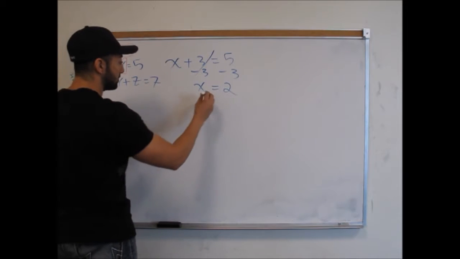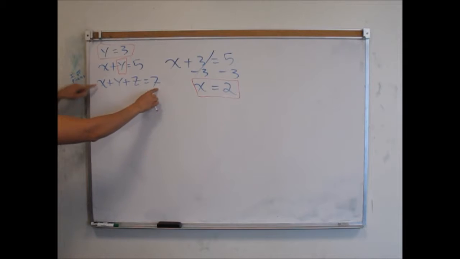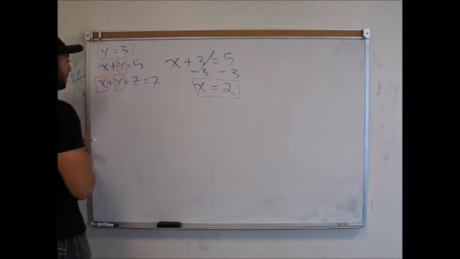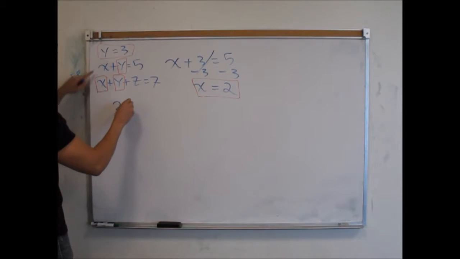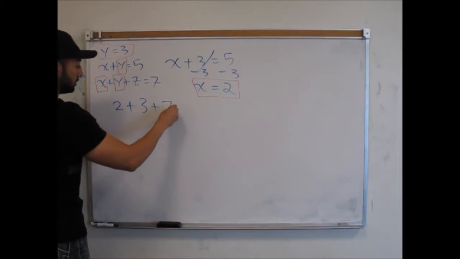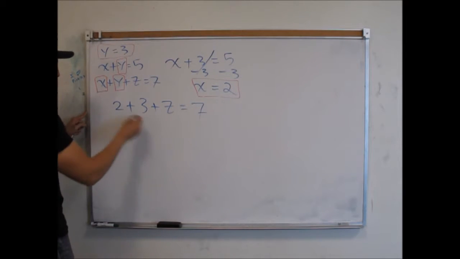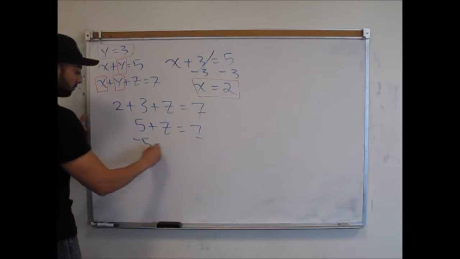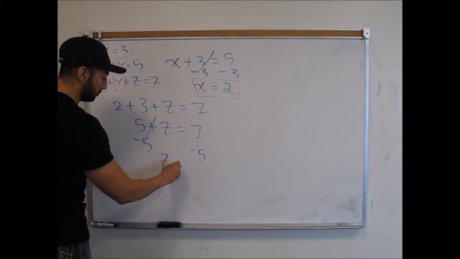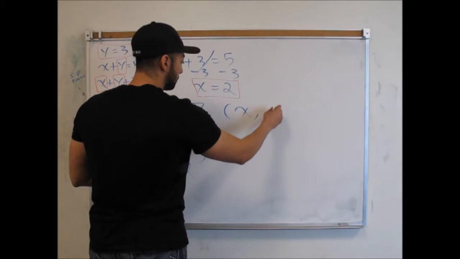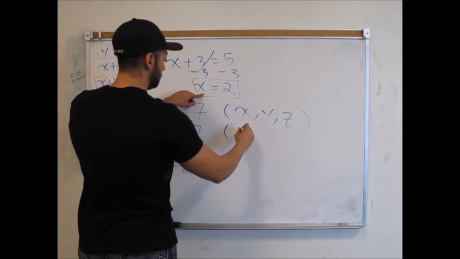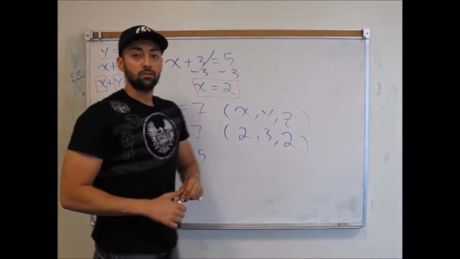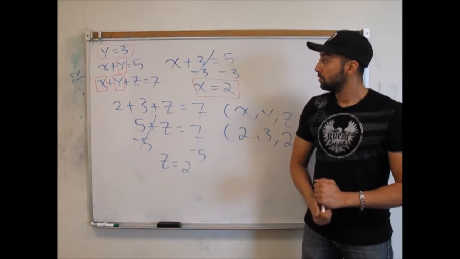Now that I know that x is equal to 2, I could jump to this equation and plug x and y in to get z out. Doing that, x is equal to 2, so 2 plus y, which is 3, plus z is going to give me 7. So 2 plus 3 is 5, plus z, that's going to equal 7. Subtracting 5 on both sides, we get that z is equal to 2. You could write your answer in this format. Our x value would be 2, we got y to be 3, and z turned out to be 2. This would be your solution to this system.